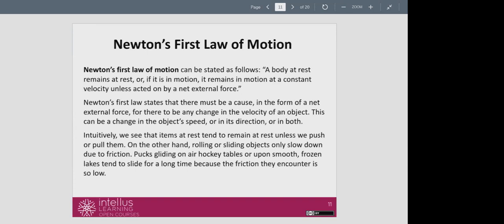Now, a lot of people intuitively recognize that an object that is at rest is not changing its velocity. But just think, an object that's moving with a constant velocity is also not changing its velocity. So if you want to change an object's velocity, what do you need? A net external force. Okay?